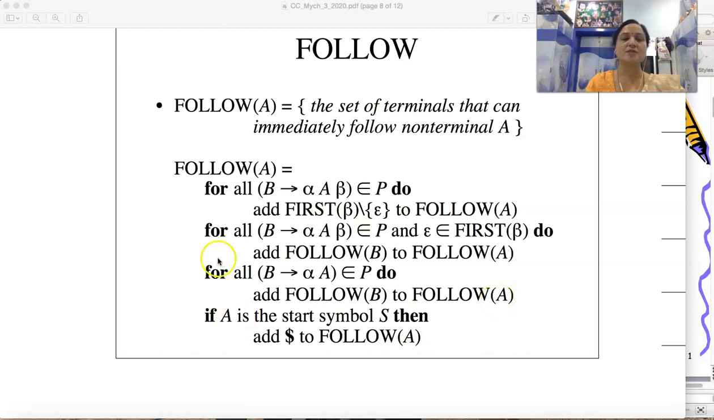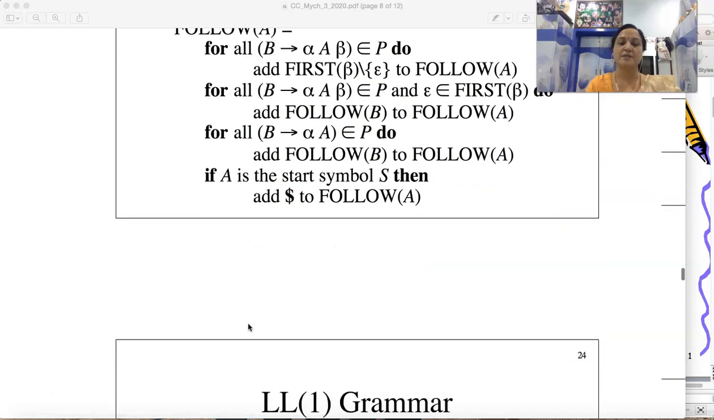And the last rule is that if A is the start symbol of the grammar, then what follows the start symbol of the grammar? Dollar follows the start symbol of the grammar. Why dollar? It is the indication that at this end the syntax tree is over in top down parsing. If we reach dollar, it means it is the end of the parsing.